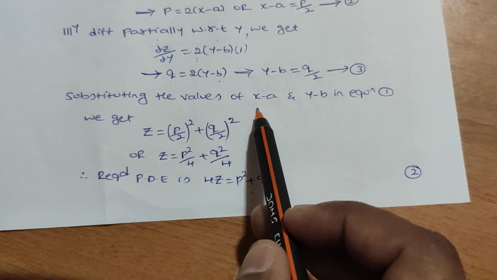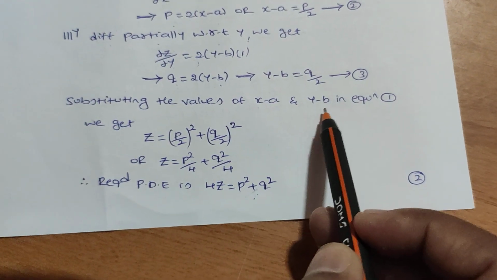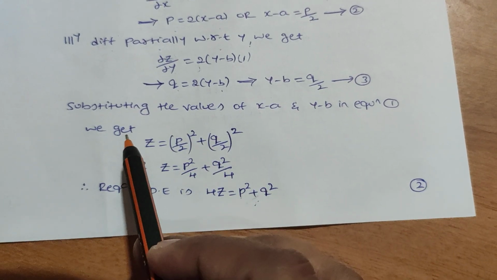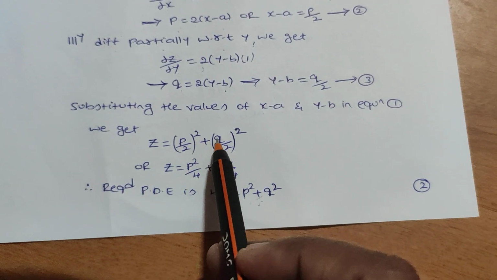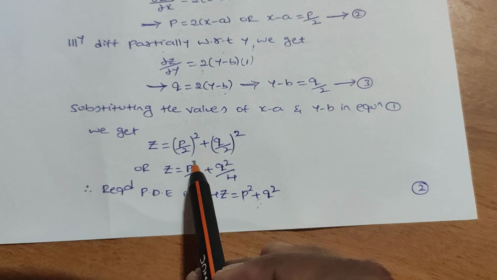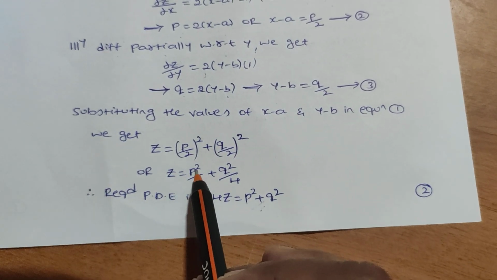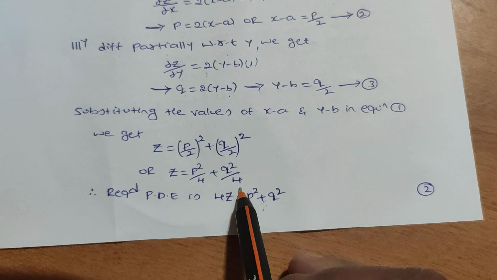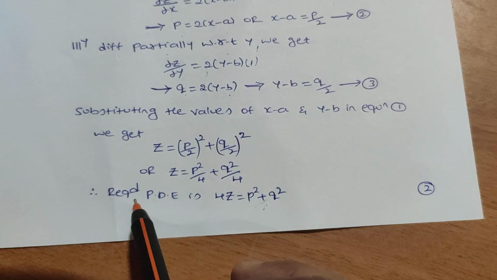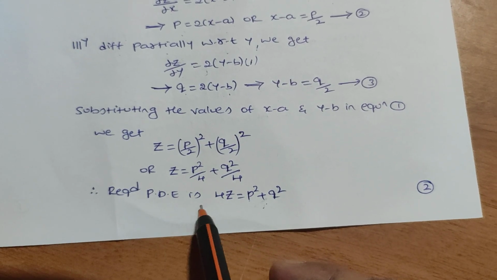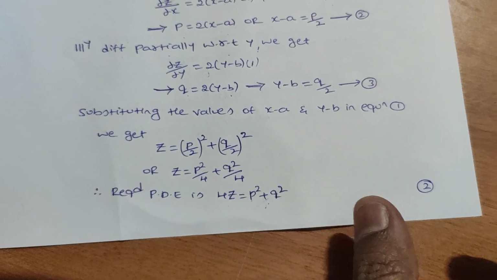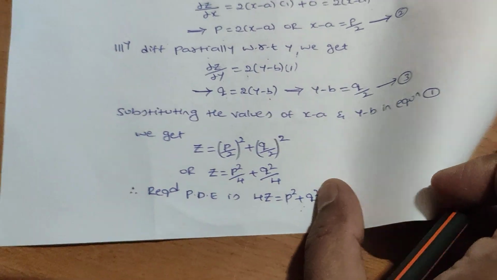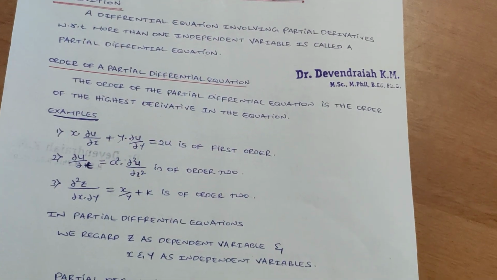Substituting the values of x minus a and y minus b in equation 1, we get z is equal to (p by 2) whole square plus (q by 2) whole square, which implies z is equal to p square by 4 plus q square by 4. On cross multiplication, we observe the required partial differential equation as 4z is equal to p square plus q square.